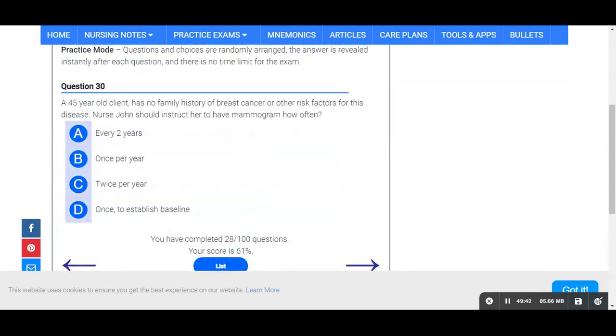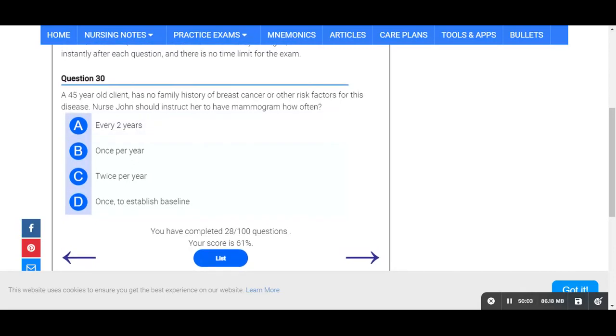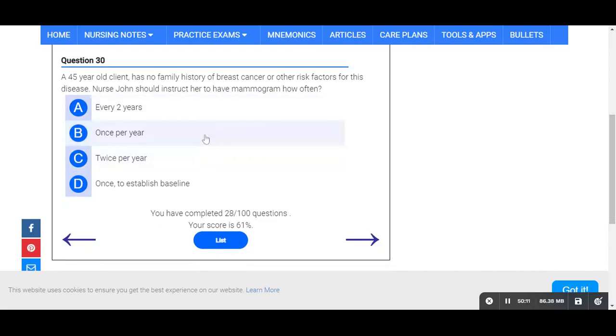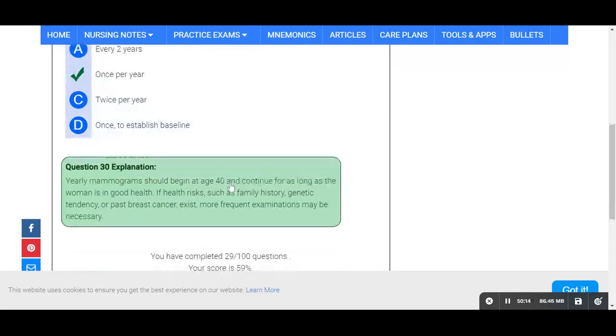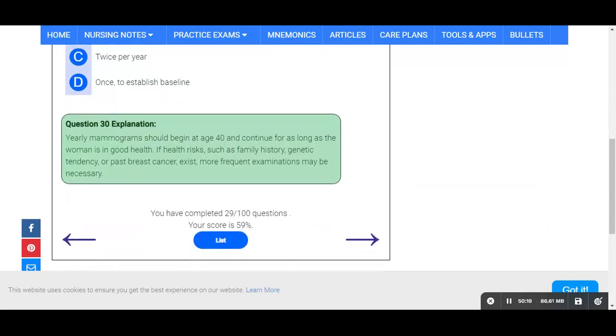Okay, this is the final. A 45-year-old client has no family history of breast cancer or other risk factors for this disease. Nurse John should instruct her to get a mammogram how often? Once a year. Yearly mammograms should begin at age 40 and continue for as long as the woman is in good health.